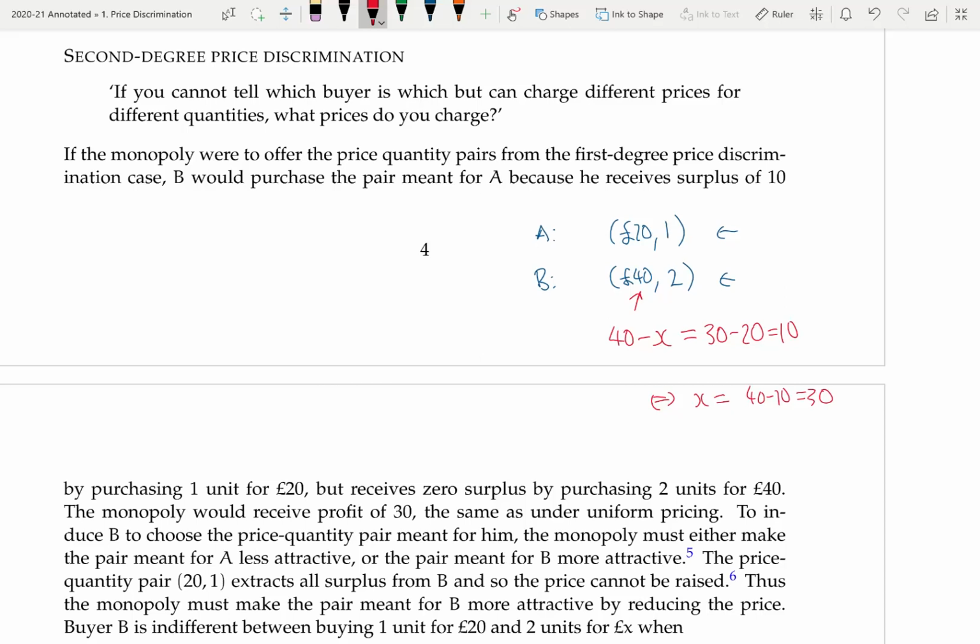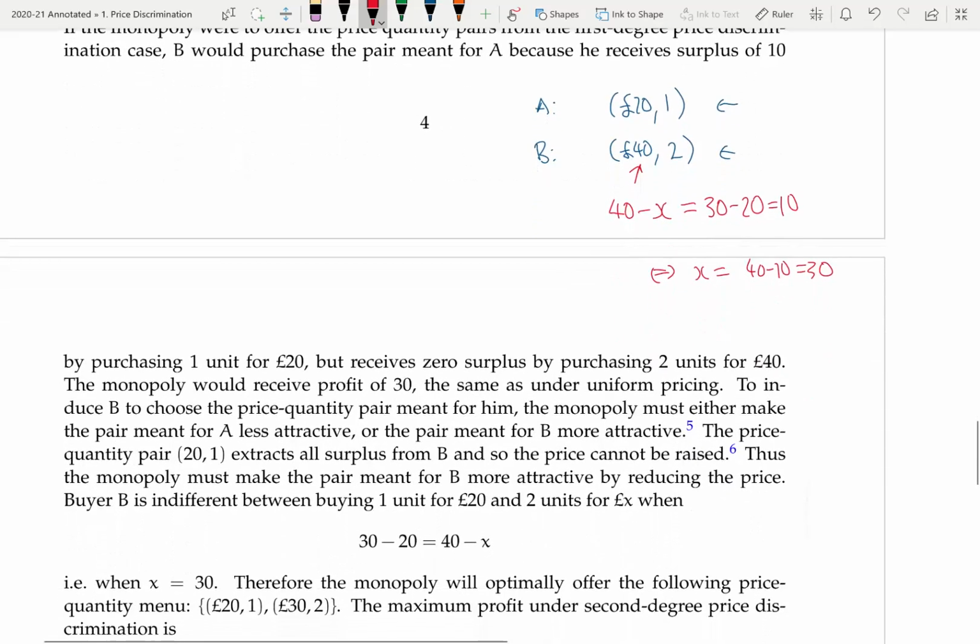And then buyer B will be indifferent, and we assume that they buy the one that the monopoly wants them to buy. If we didn't make that assumption, there would be no best price to charge. But you'll see if we lower this price a little bit, then buyer B would get a slightly higher surplus from buying the price quantity pair with 2 units than the price quantity pair with 1 unit. So this is all in the text here.